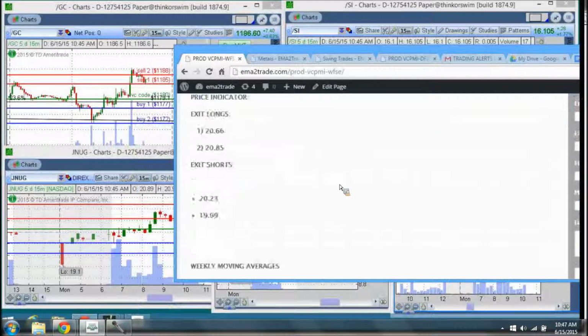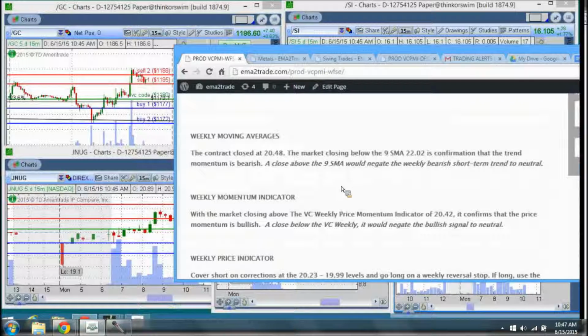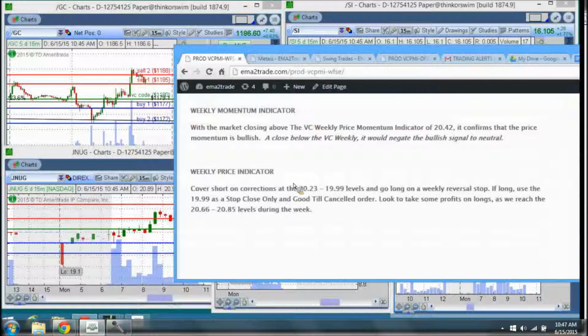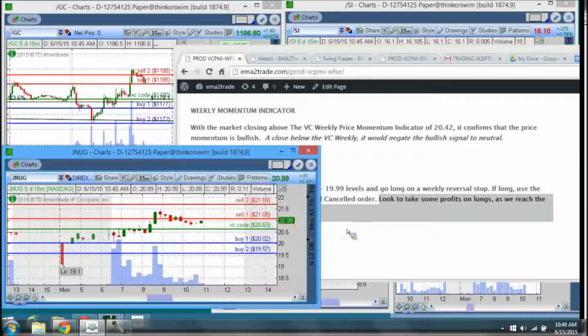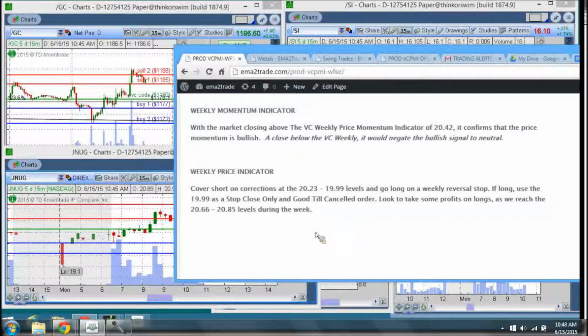And in here you get this weekly report, and it tells you right here clearly as well, if you're long, look to take some profits on longs at 2066 to 2085. This information was given to you on Saturday. Okay, so it does offer a tremendous synergy to the daily algorithms. We are finding it tremendously successful.